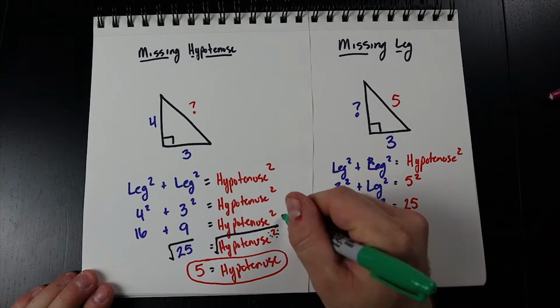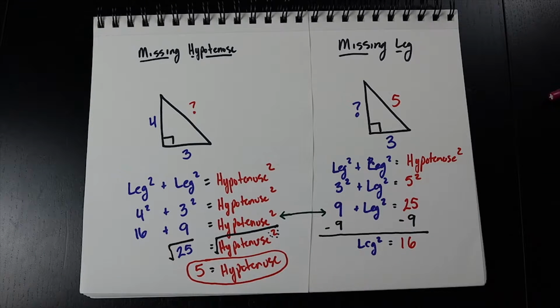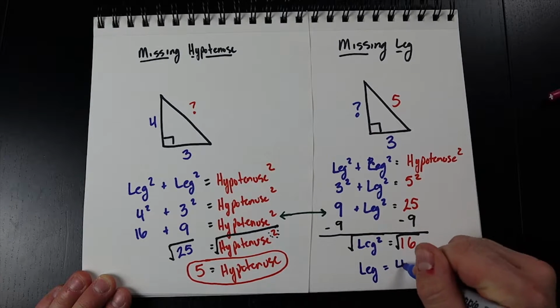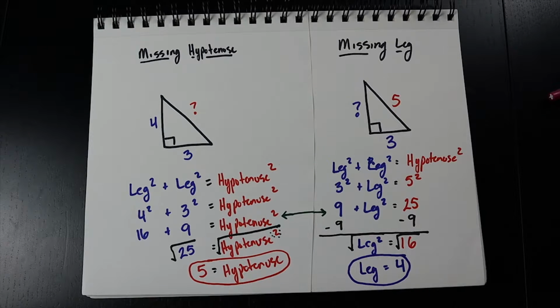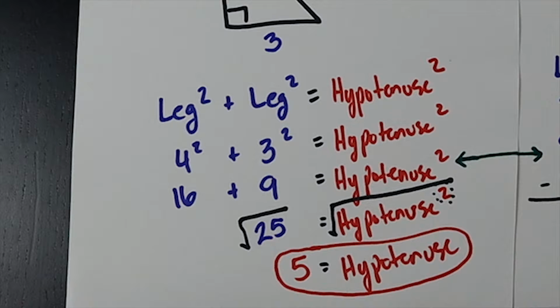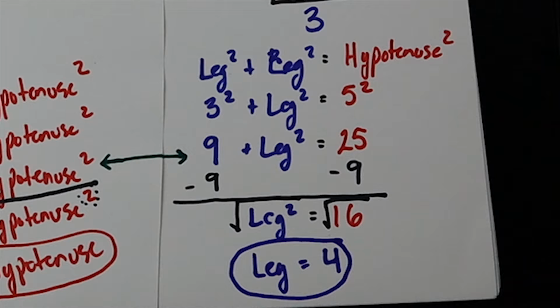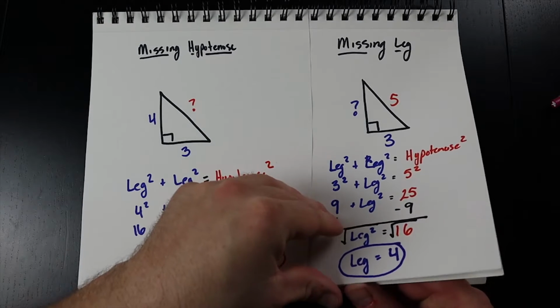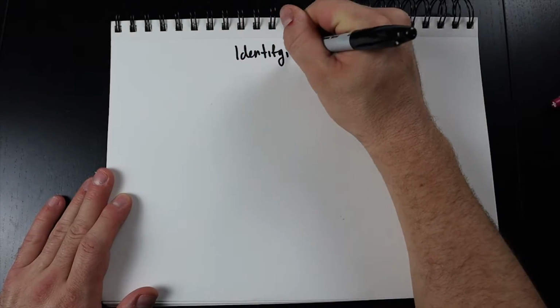However, just like before, we're looking for just the leg, not the leg squared. So we have to take the square root of both sides of the equation, which reveals that the length of our missing leg was 4. Missing hypotenuse and missing leg are solved in a very similar way. The only difference is that with missing hypotenuse, you add the two numbers, while in missing leg, you subtract them. 2 down, 1 to go.